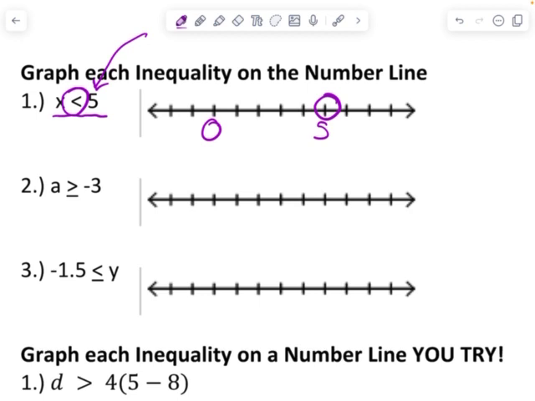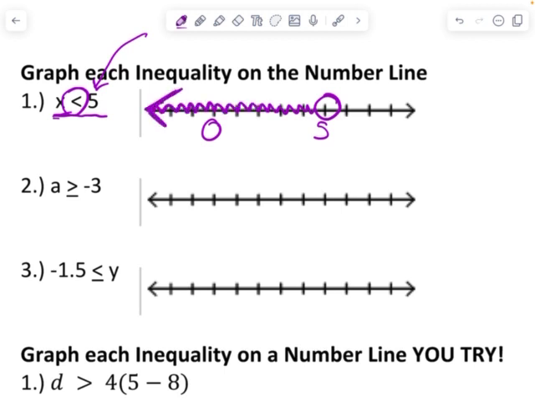If I have a less than or greater than, it's an open point. So I'll place my open point on the number line right above 5. And I have to think x is less than 5. The question I ask is, well, where are the numbers less than 5? Hopefully you were pointing to the left of it.